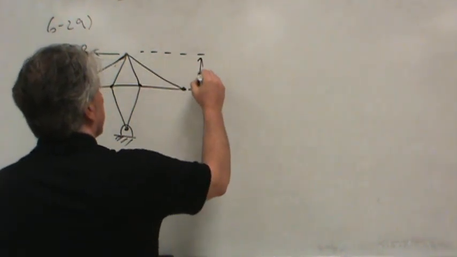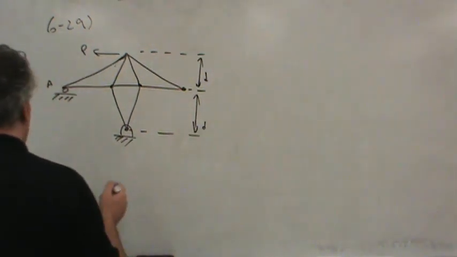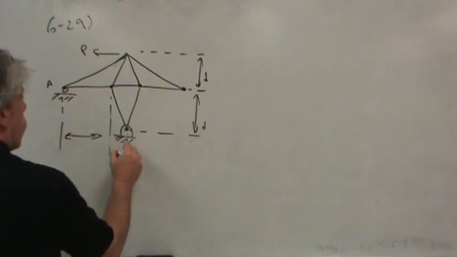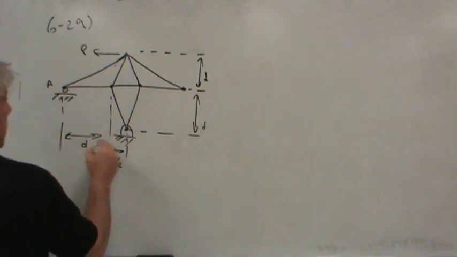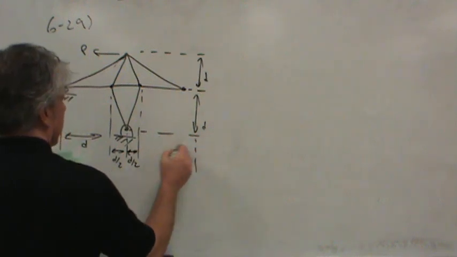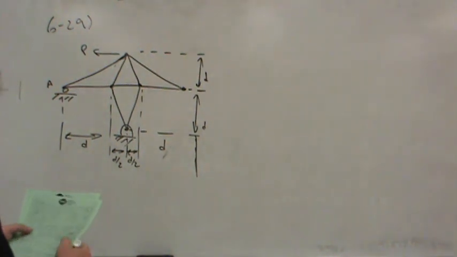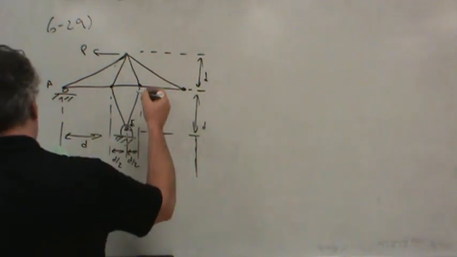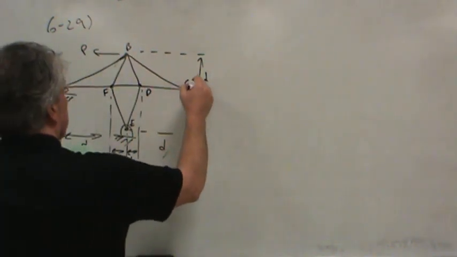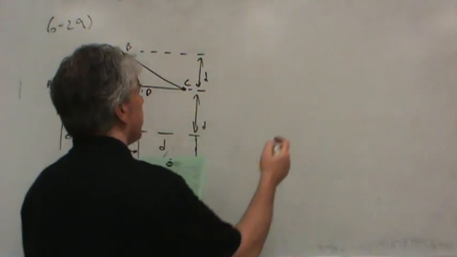So distance D is here and here, as well as here, D over 2 here, and the whole thing's symmetrical, except the load, of course, is not symmetrical. We've got some joint names: E, D, F, A, B, and C. And we'll begin with the free body diagram and maybe a little bit of geometry.